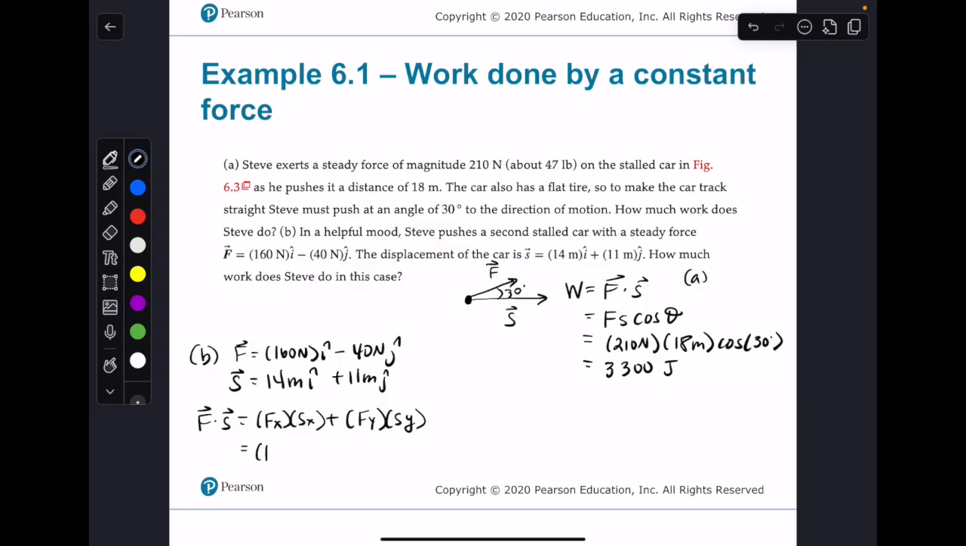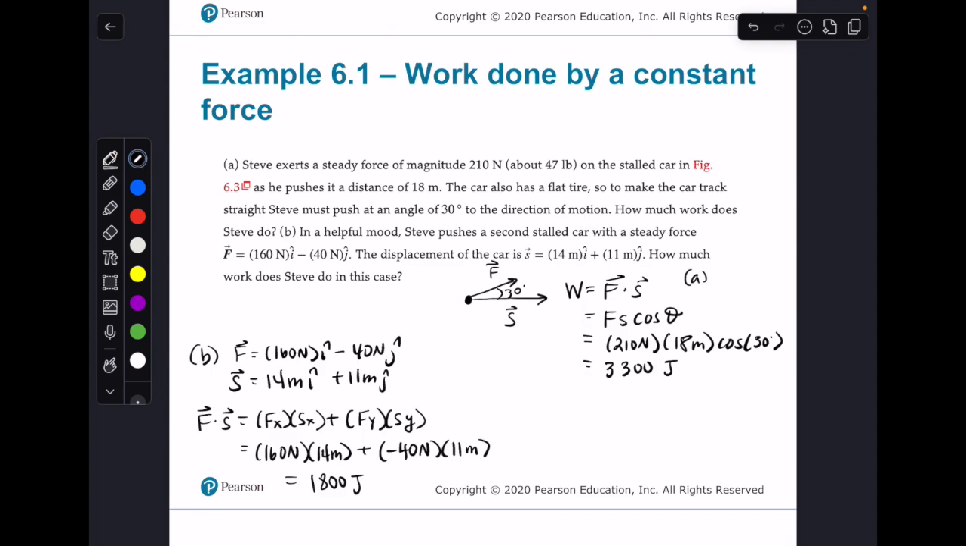So we're going to multiply the x component of F times the x component of the displacement, add that to the y component of F multiplied by the y component of the displacement. And those get added together. So make sure you put negatives where they need to be. And that comes out to be 1,800 joules.